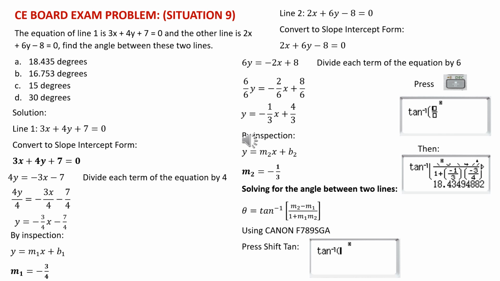Then finally, our answer to this CE board exam problem, situation number 9, the angle is equal to 18.435 degrees.